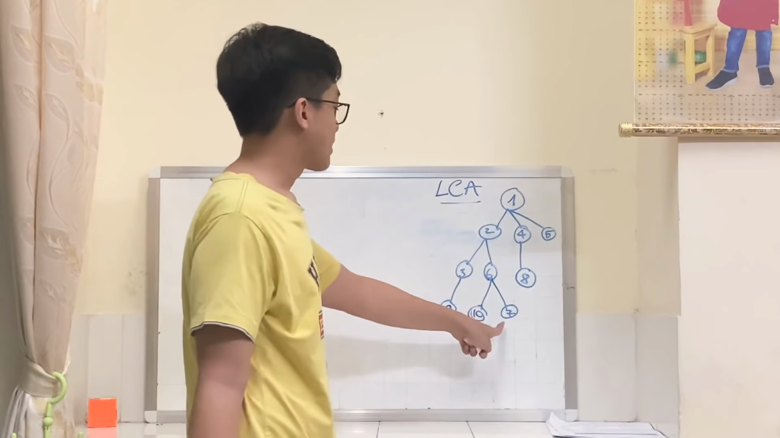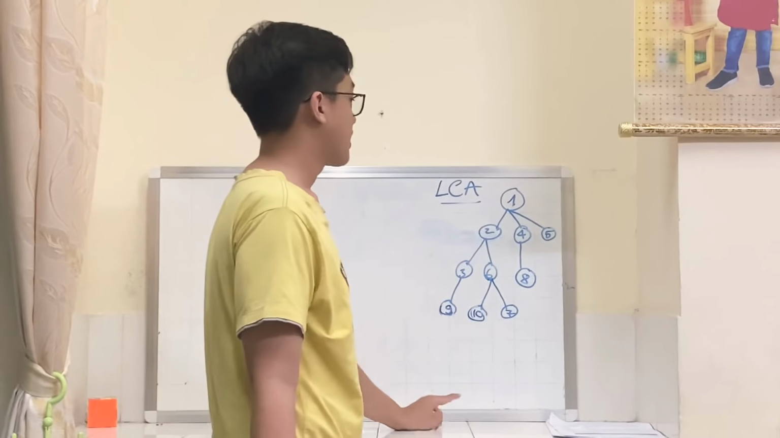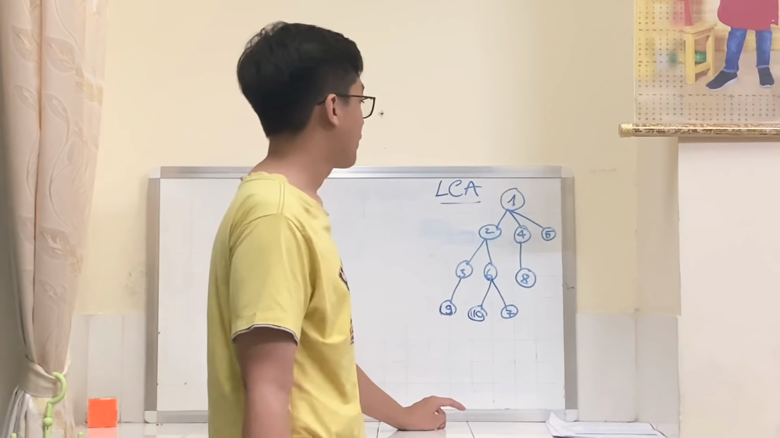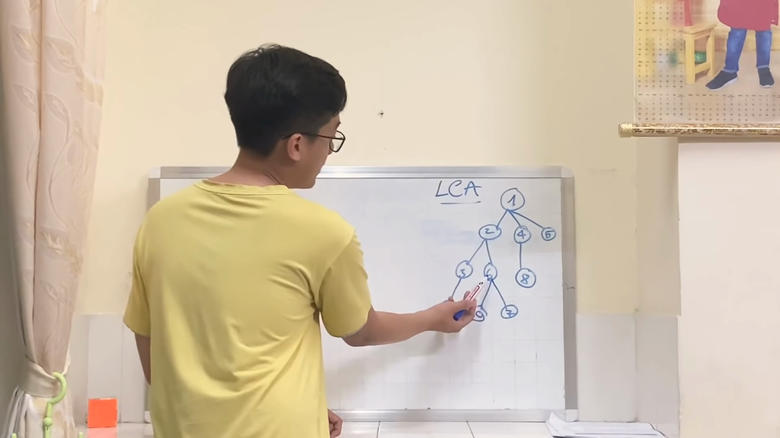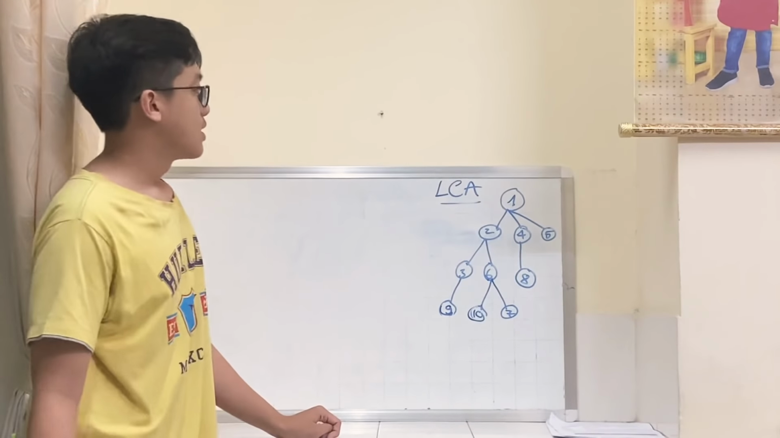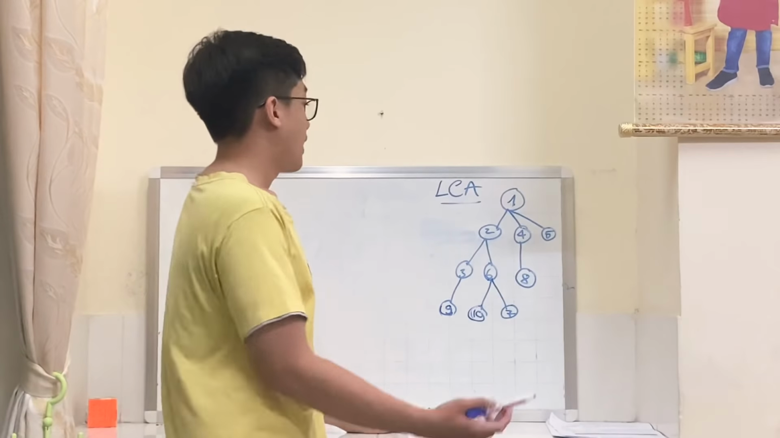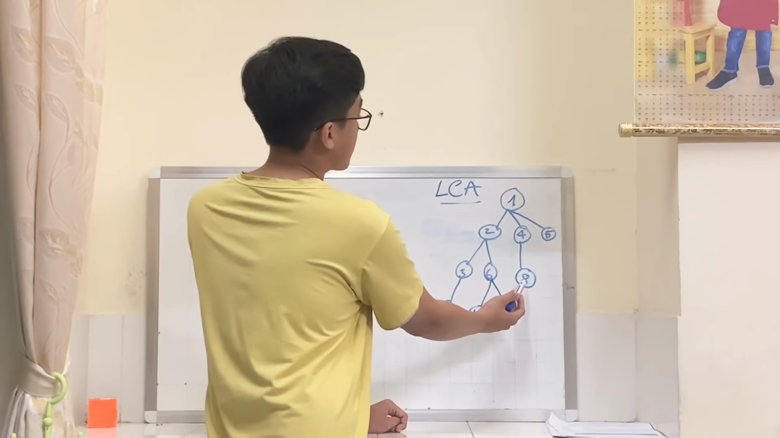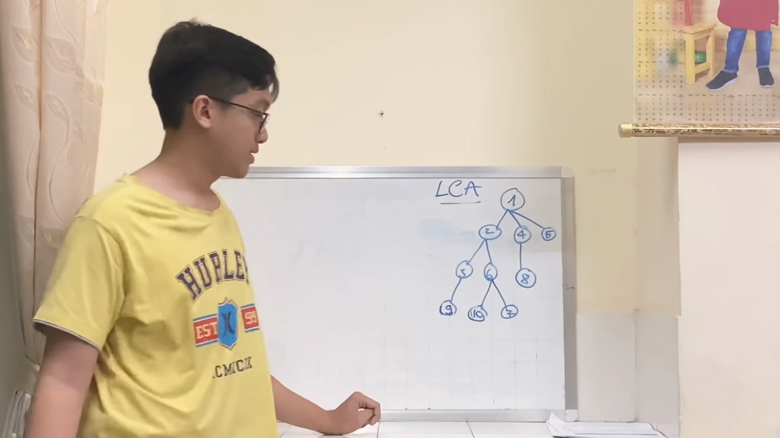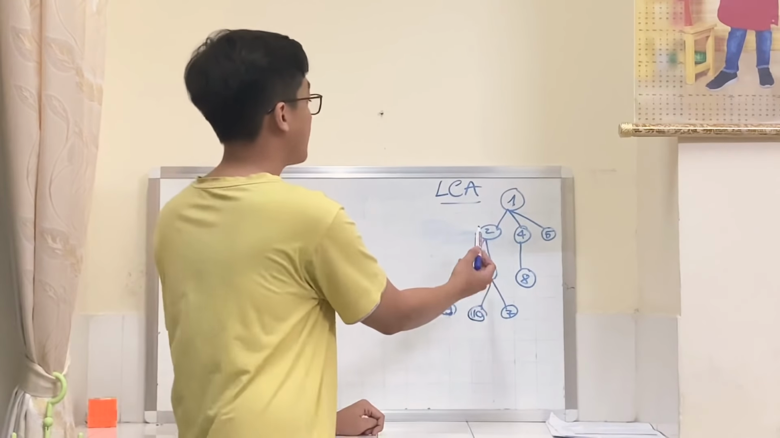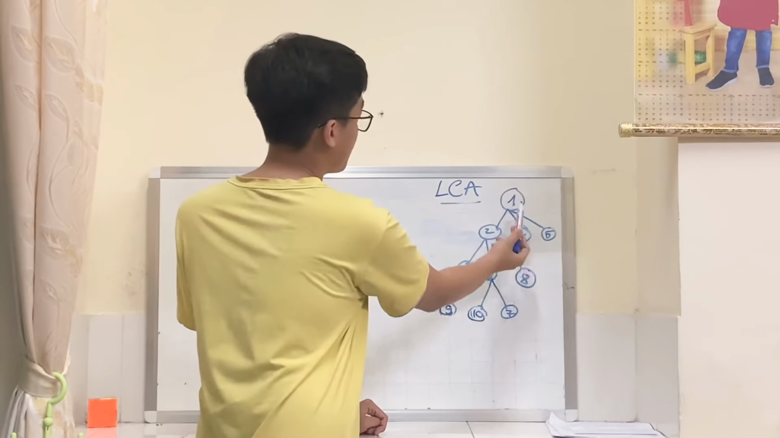For instance, we want to find the lowest common ancestor of nodes 6 and 7, so it will be node 6. For example, the lowest common ancestor of node 8 and 8 will be 8. The lowest common ancestor of node 2 and 5 will be node 1.